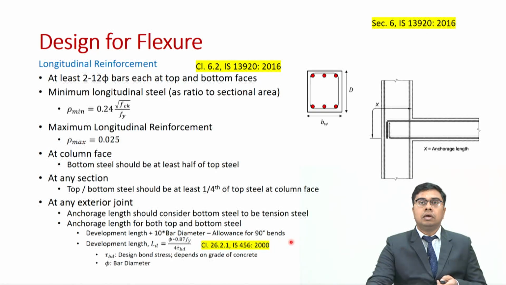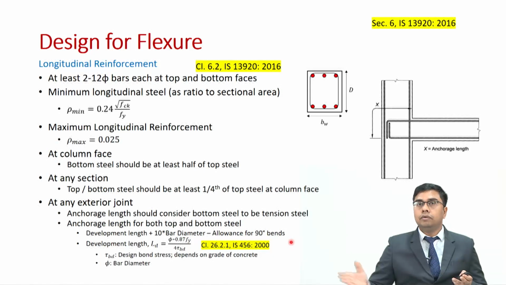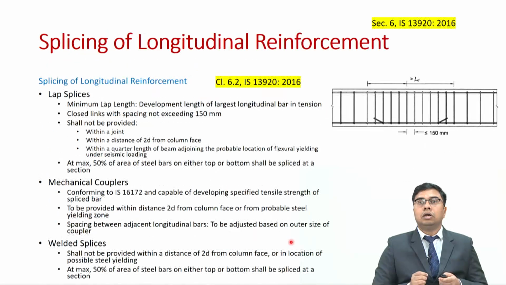Once we have designed our flexural reinforcement, we need to understand that we need to have some splices as well, because there will be beams which will be going for several spans and the steel reinforcement is available in lengths of 12 meters at max. So that is why you need to have a splicing. So let us look into a splicing.